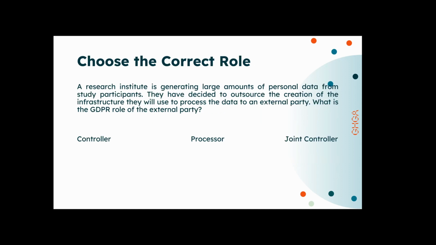So we've got another discussion exercise, and what I'd like you to do for this one is to think about the correct role. What role do these parties have? The first question: a research institute is generating large amounts of personal data from study participants. They have decided to outsource the creation of the infrastructure they will use to process the data to an external party. What is the GDPR role of that external party?